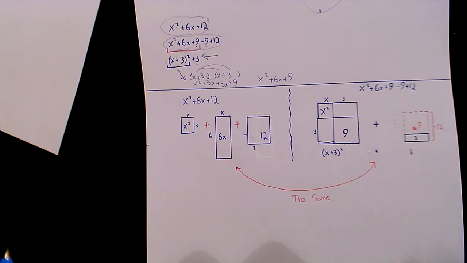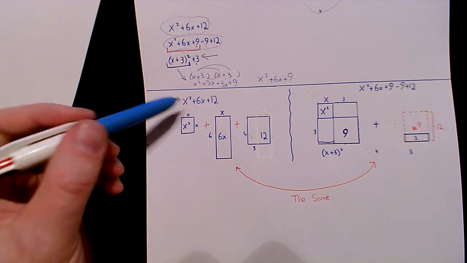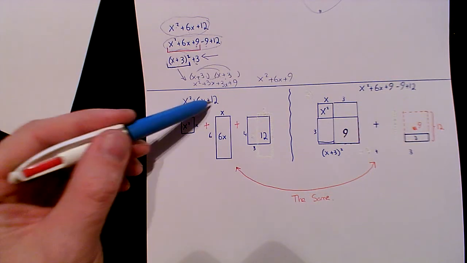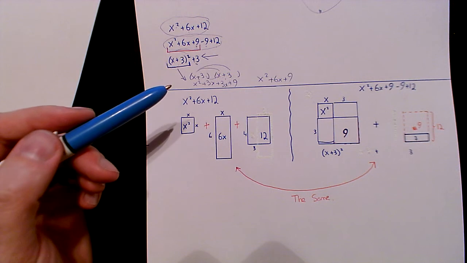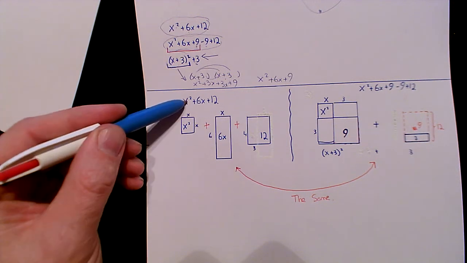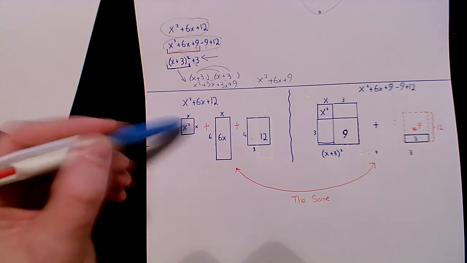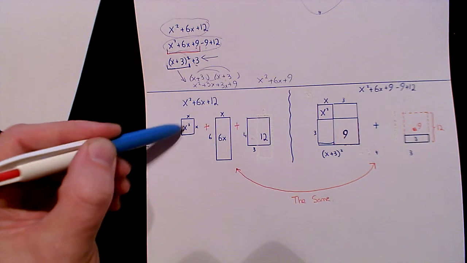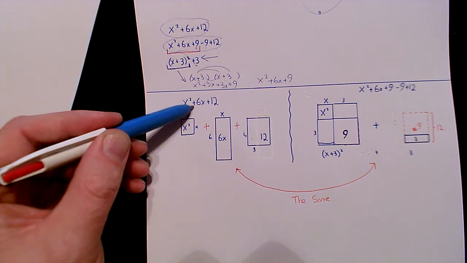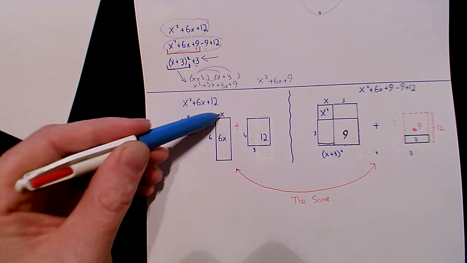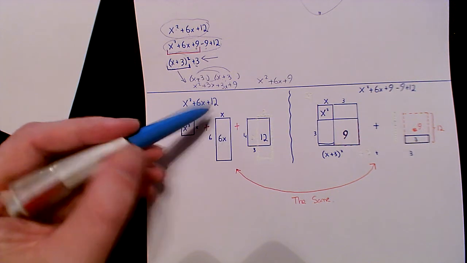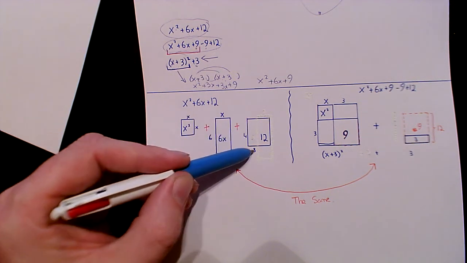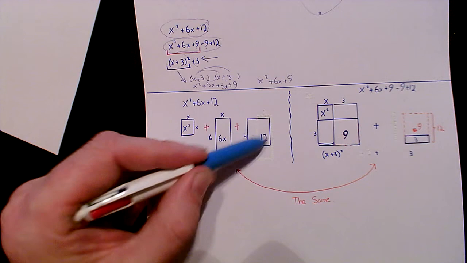Now the visual representation of it. Okay, let's have a look at this. So we have x squared plus 6x plus 12. If I was to draw that out, a visual representation of what it is. Well, x squared is basically x by x, so it's basically a box. Plus 6x, well that's x multiplied by 6, which is 6x. Plus 12. Now I'm going to say 12 is the same as 4 by 3. So there's my 12 there.